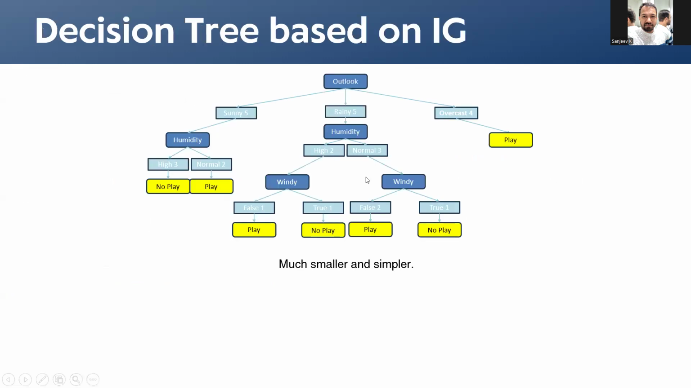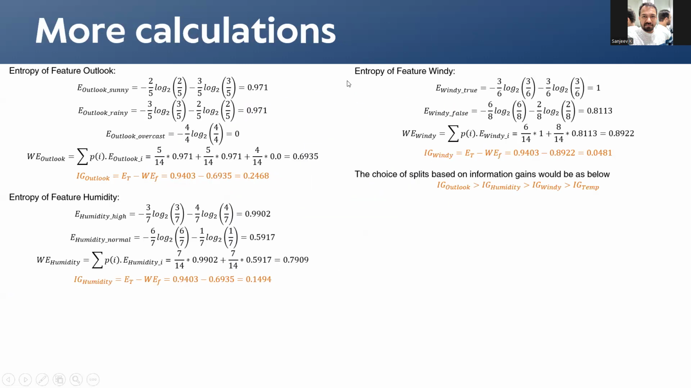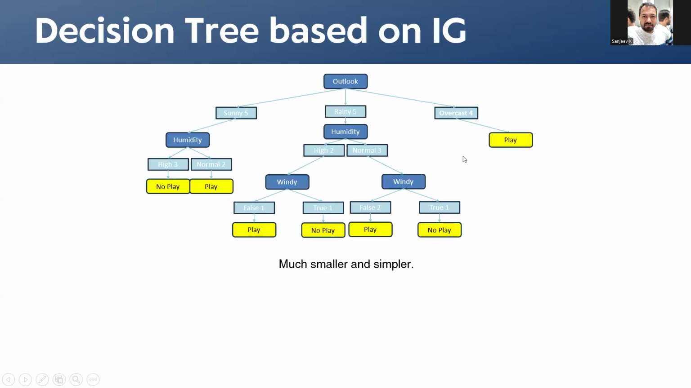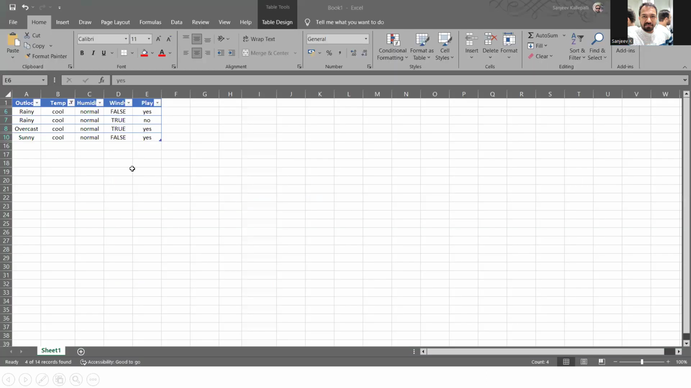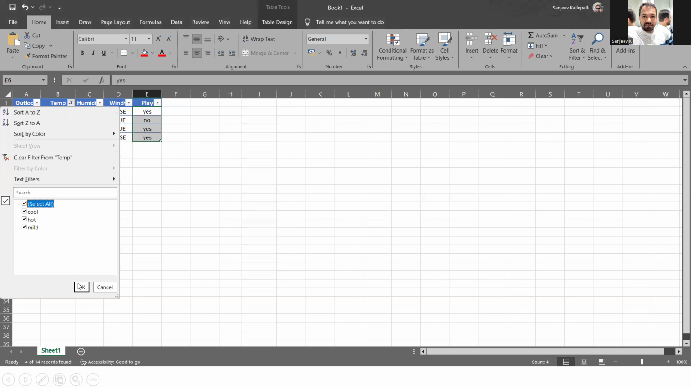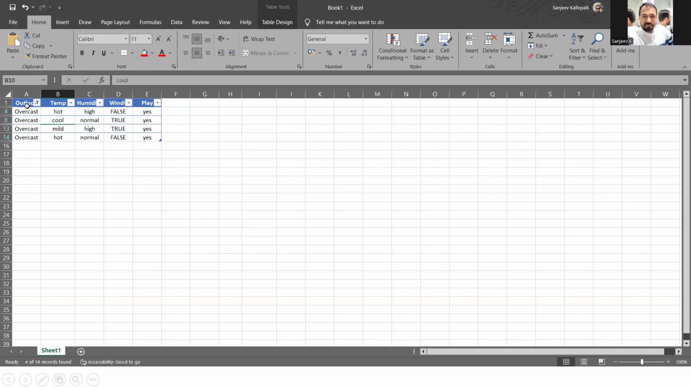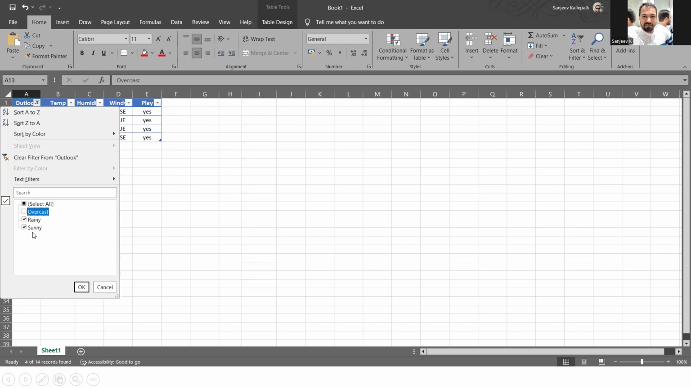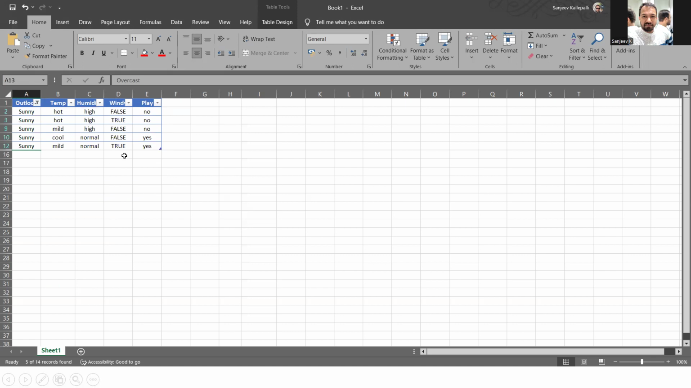When I consider outlook, just remember this: outlook followed by humidity. When I consider outlook, if it is overcast, I get a completely pure data set. If it is rainy, it is impure. Why is it impure? Let us go back to the Excel. If it is overcast, I'm going to play. It's completely pure. If it is not overcast, let us say if it is sunny, now it is impure. I have 3 records of no and 2 records of yes.